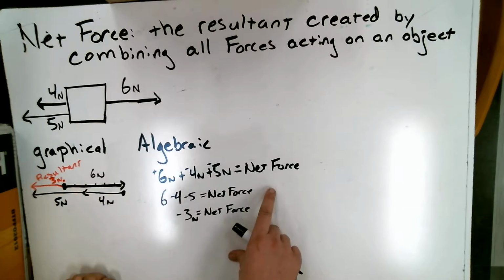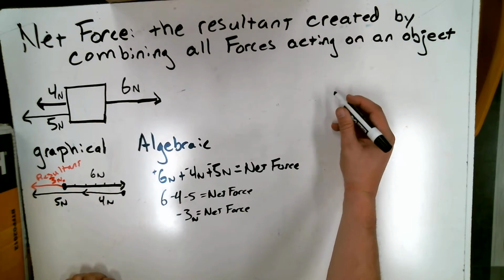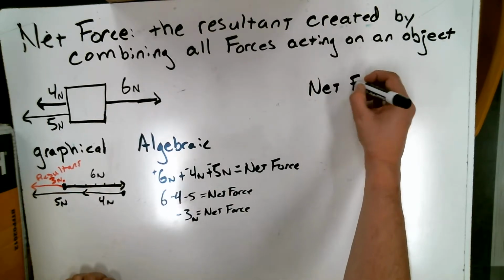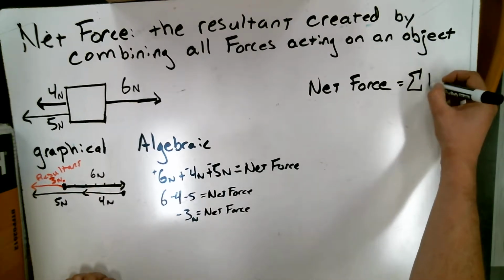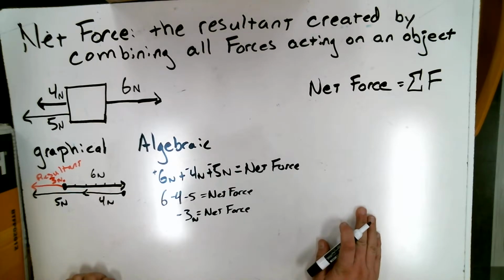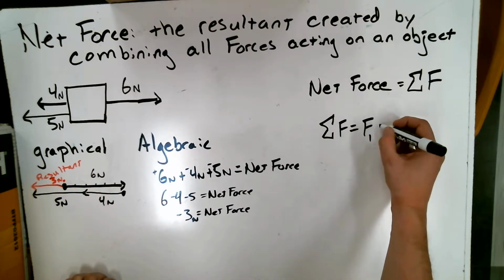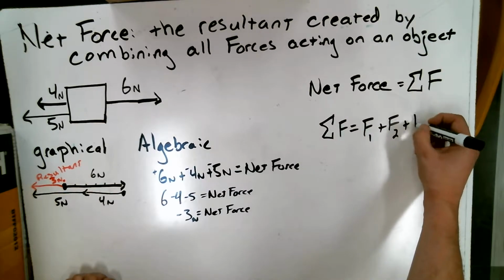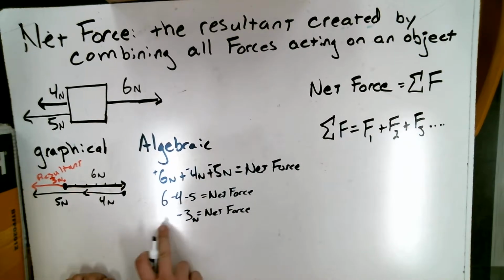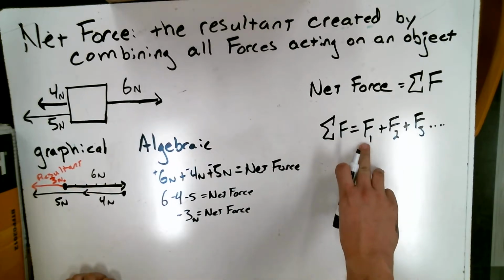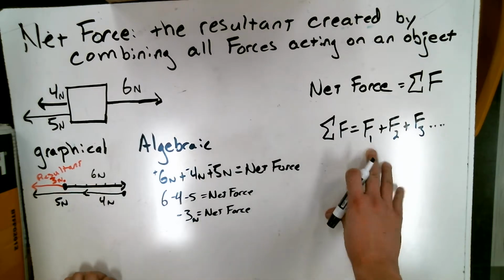So this can be summarized into a very simple formula. Net force can be rewritten as the sum of all the forces acting on an object. So the sum of all the forces is simply first force plus the second force plus the third force, and so on until you have put all the forces together. The positives or negatives come in depending on whether the force is to the right or the left, up or down. It's assigned when you actually put a value to the forces.